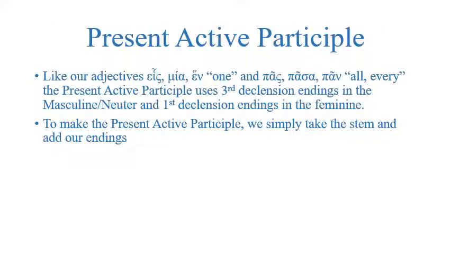Like those peculiar adjectives hes, mia, hen, and pas, pasa, pan, the present active participle has third declension endings for the masculine and the neuter gender, and first declension endings in the feminine. To make our present active participle, we take our stem and add our endings, and we'll see the endings on the next slide.